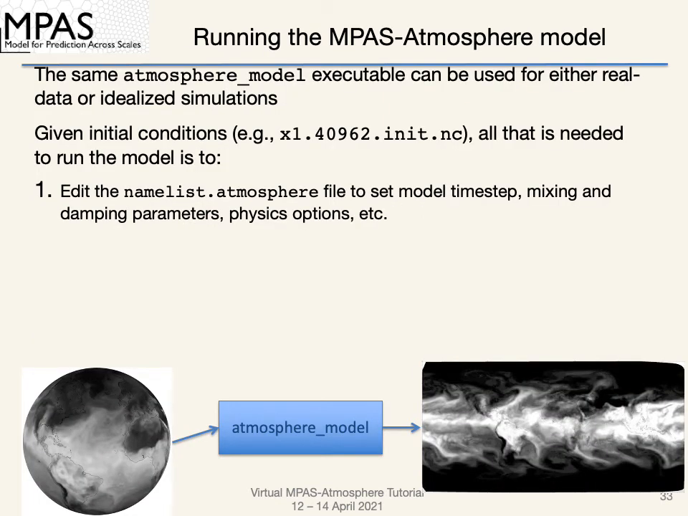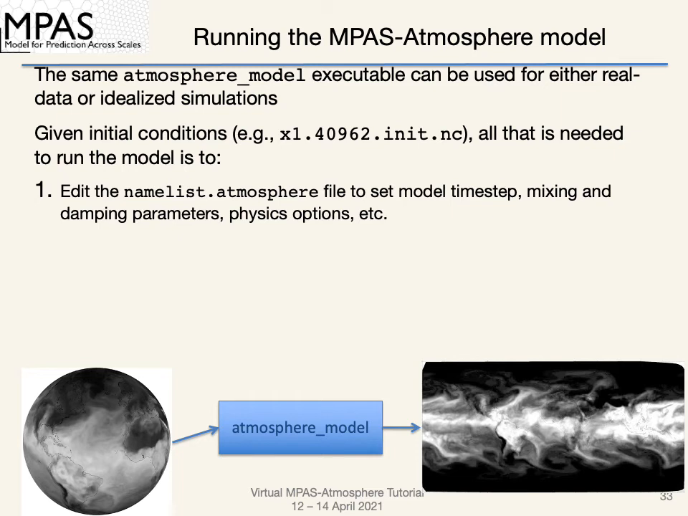So let's assume now that we have a mesh partition file as well as initial conditions in our working directory. It's worth pointing out that the same atmosphere model executable can be used for any sort of simulation, whether it's real data or idealized. The model doesn't really care about the source of its initial conditions. All it cares about is that it has all of the prognostic fields in 3 dimensions that are needed to run a model simulation. So this means things, again, like potential temperature and density and horizontal winds and vertical winds and water vapor mixing ratio and a few other fields.